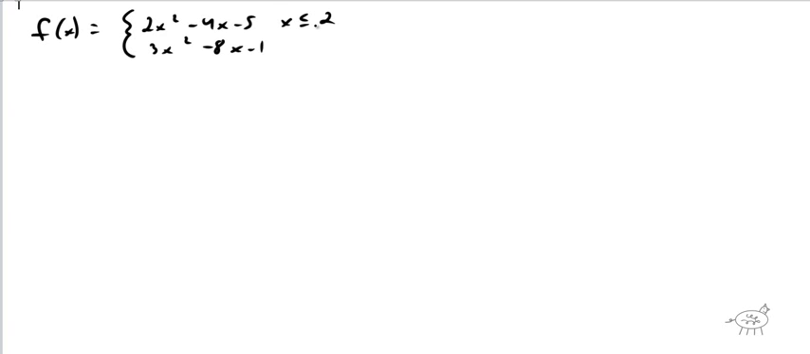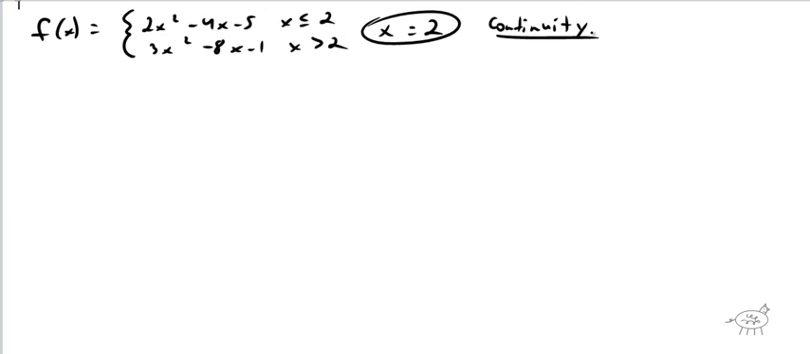And let's do another one here. f of x is equal to 2x squared minus 4x minus 5 when x is less than or equal to 2, and 3x squared minus 8x minus 1 when x is greater than 2. And of course we're looking at x equals 2, right? Okay, so we'll check for continuity. That's going to be 2 times 2 squared minus 4 times 2 minus 5, which is 8 minus 8 is 0, minus 5 is negative 5.